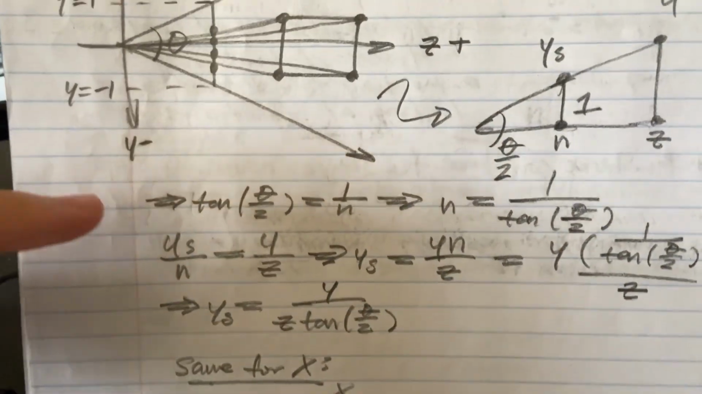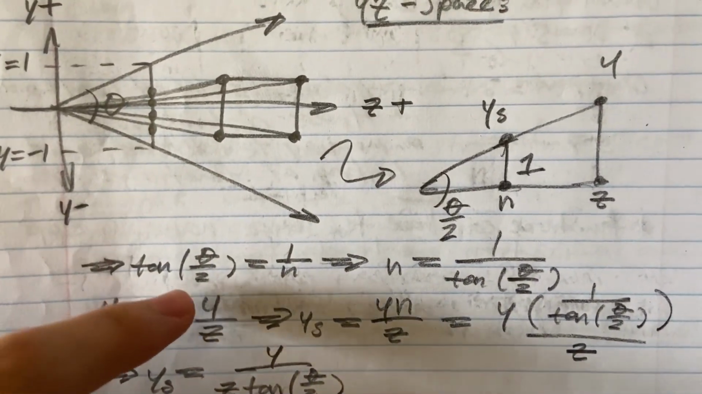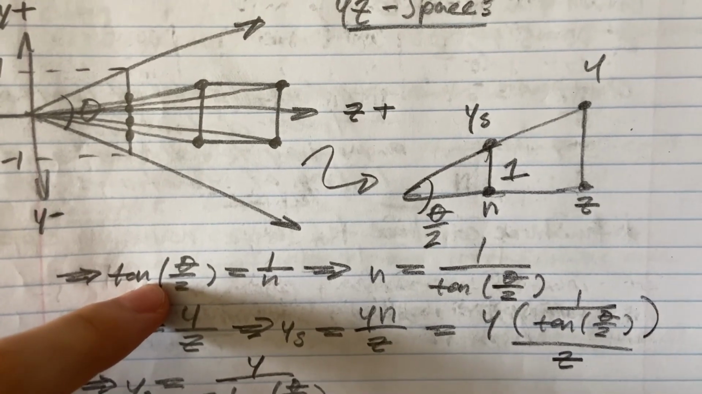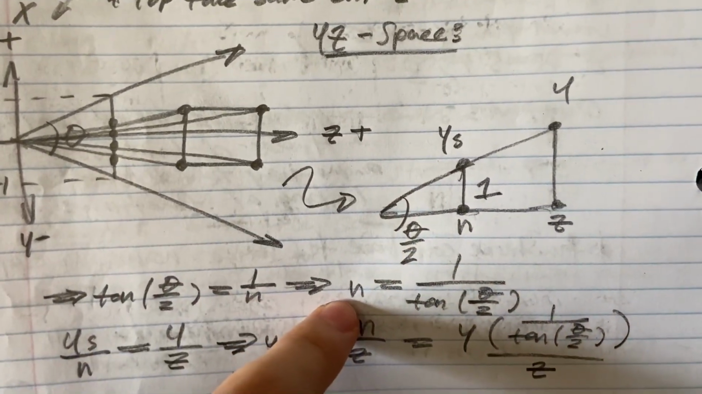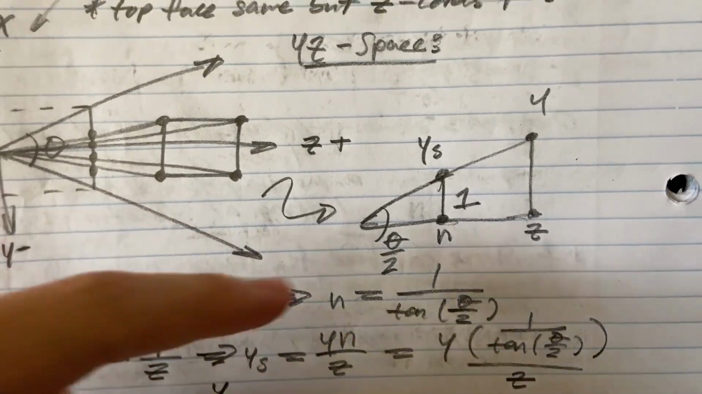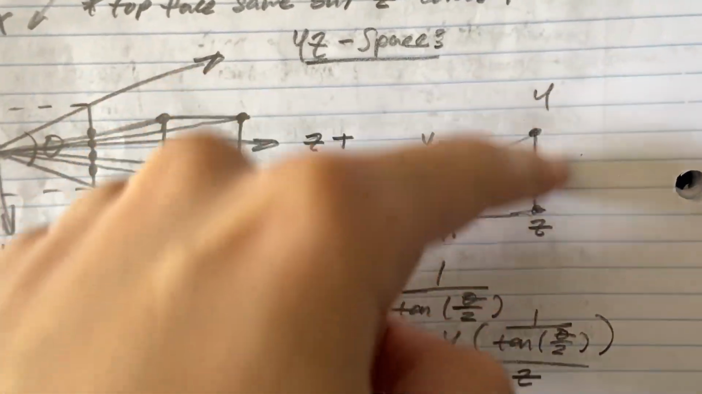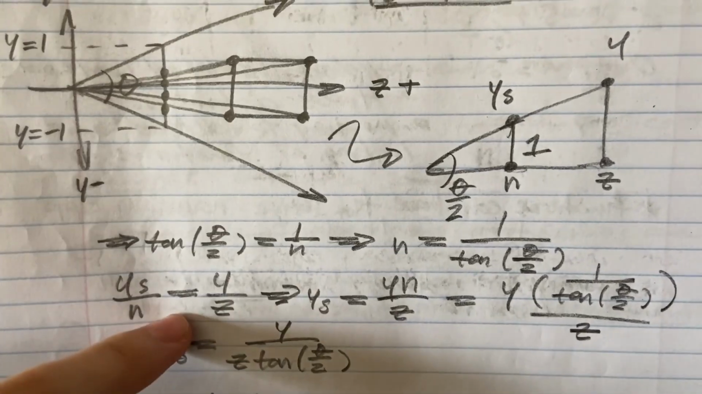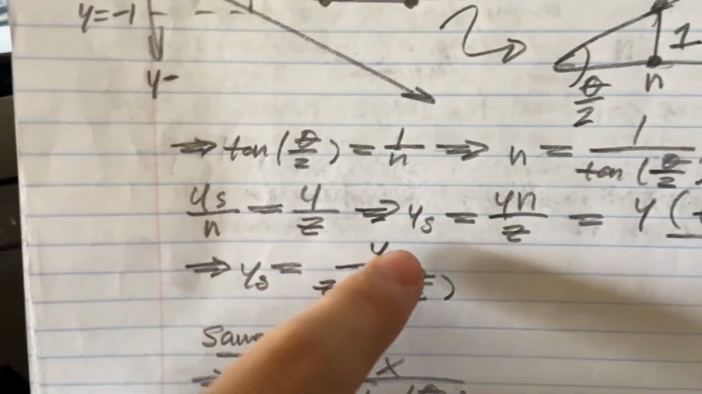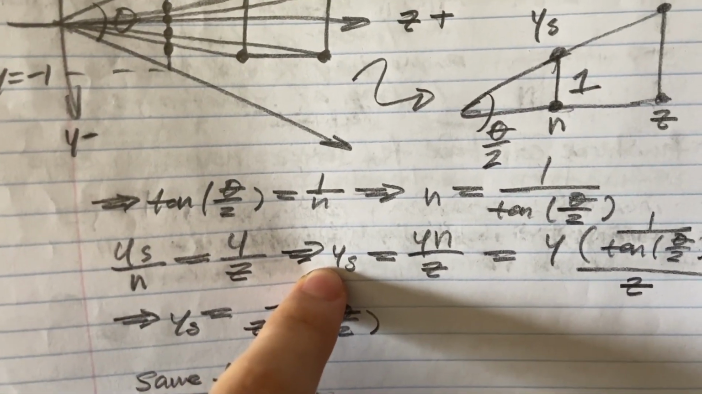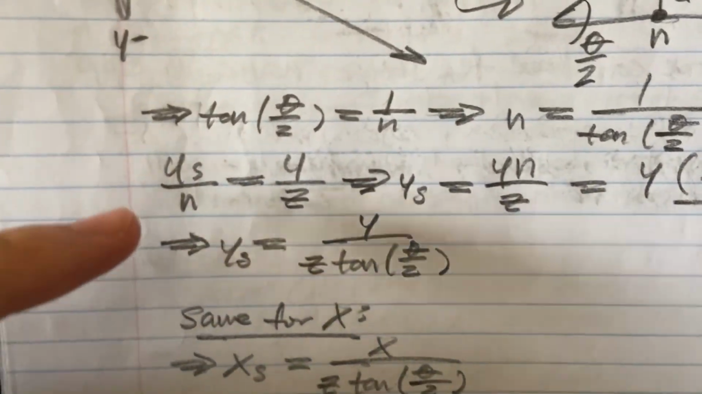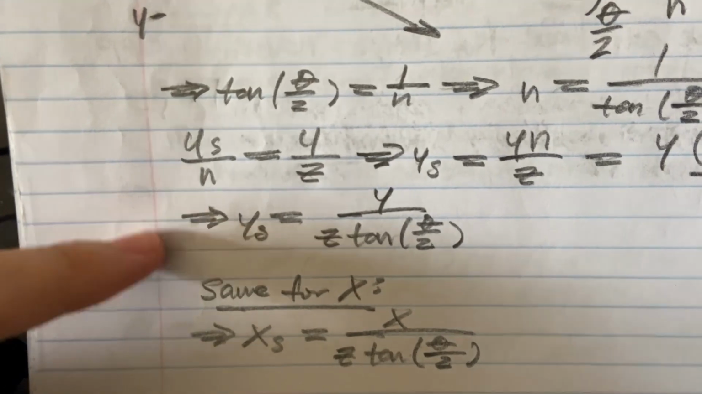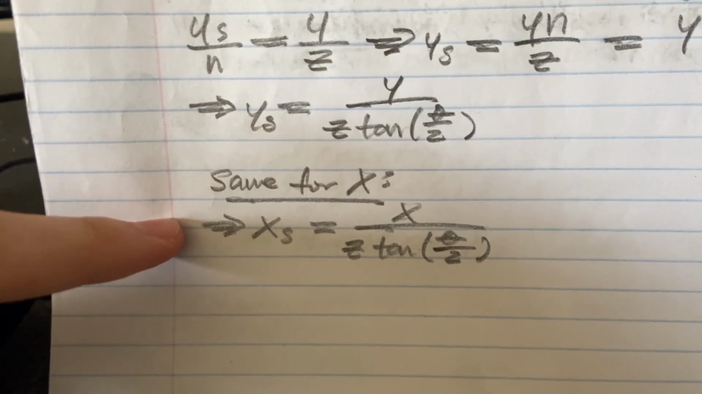So then you can use trig. Tangent of theta over 2 is opposite, which is 1, over adjacent, which is n. You can solve for n. And then you can use a proportion. Since this triangle is proportional to the bigger triangle, you can set these two equal to each other. And then you can solve for the one you want. And then you can substitute n back into here and do some algebra and arrive at this formula. And you can do the same thing for x.